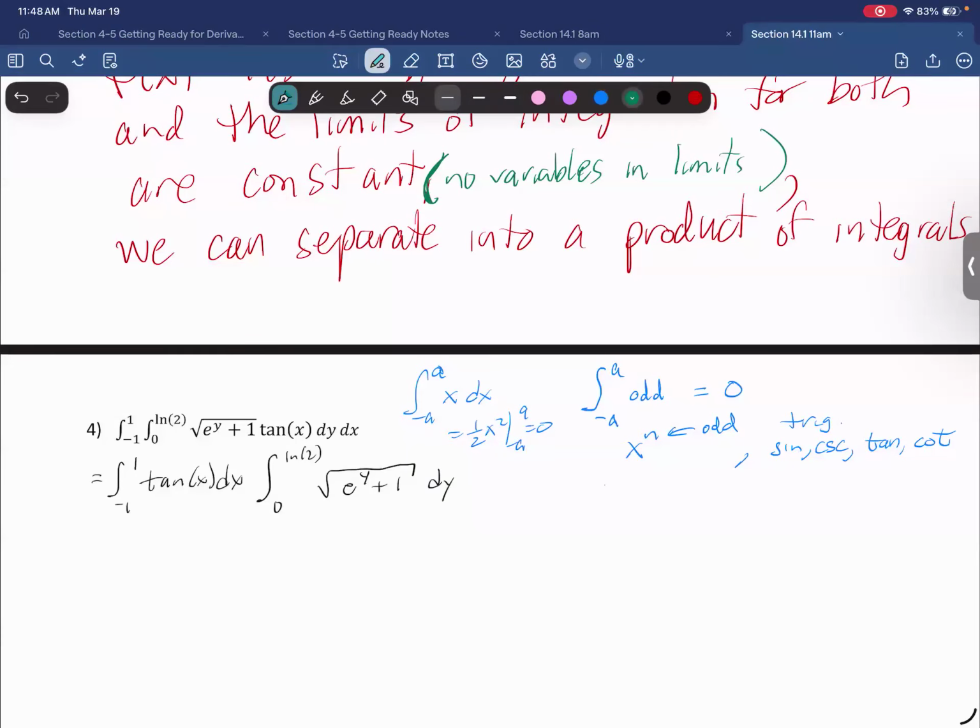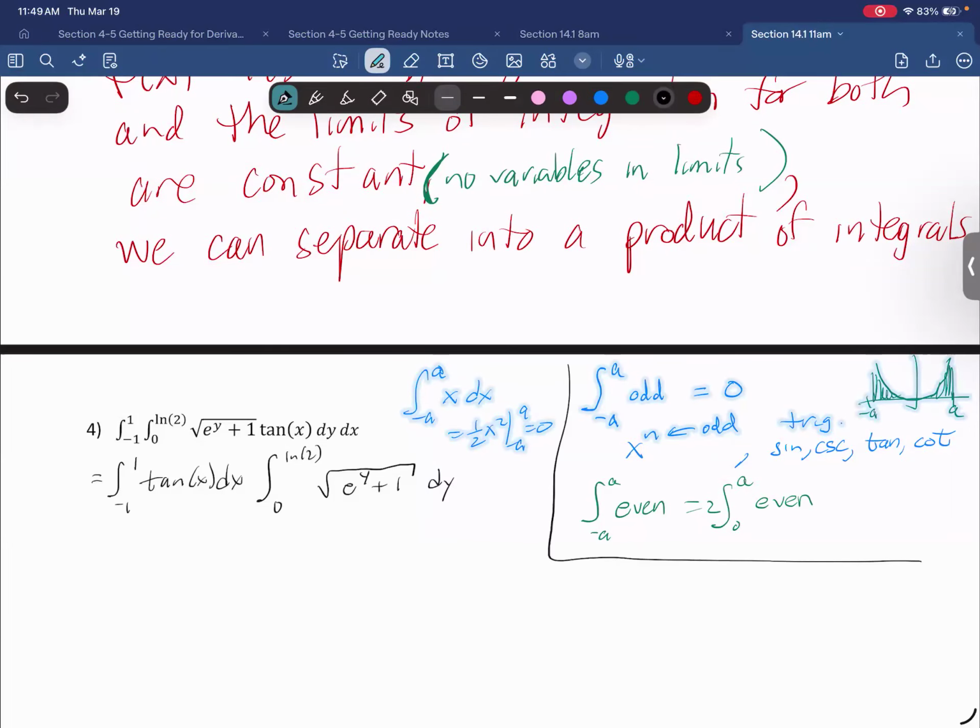While we're talking about it, in case you didn't learn it before, if you have negative a to a of an even function you're integrating, this is like having y equals x squared, going from negative a to a. The areas along these two are the same. This can be written as 2 times 0 to a of the same integral. We have the odd version here, so this is going to equal 0.